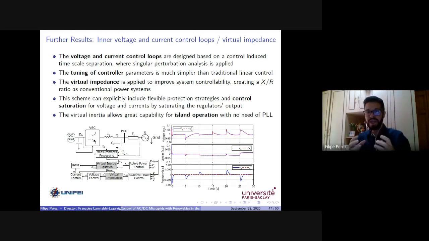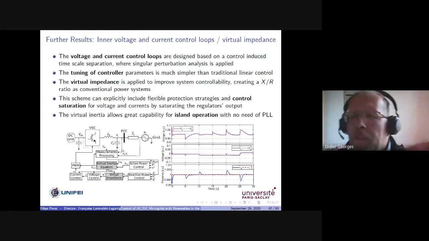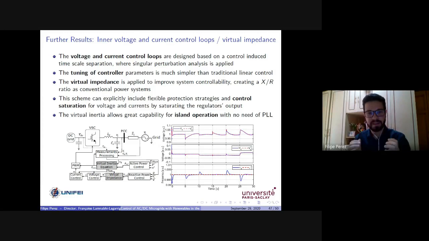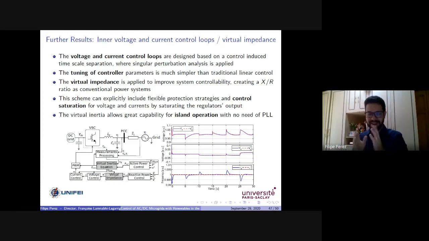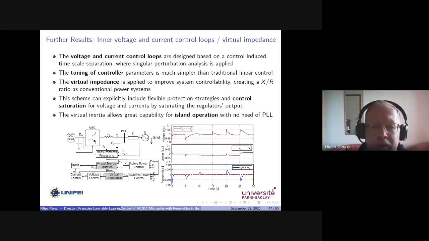So when I create a high relation of X/R, which means that the system has a higher impedance, I can make this separation where you can decouple the things. Decouple, yes, that's the word I was looking for. I can decouple active power with frequency and reactive power with voltage. So that's why I can improve the controllability of the system, because I can work in a wider region of operation for reactive power and active power. That's it. Okay. Thank you.